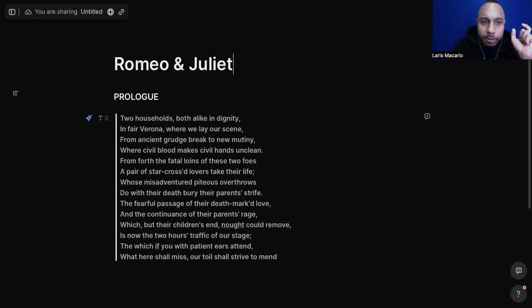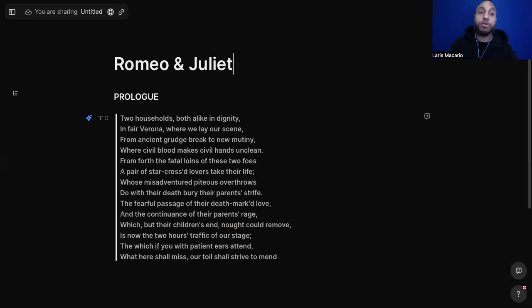From forth the fatal loins of these two foes. So loins, if you think of the loins, the loins as in literally, the loins, which is sexual, right? It's got a sexual connotation to it. Nine times out of 10, if it sounds like a dick joke in Shakespeare, it's a dick joke. Like Shakespeare's one giant dick joke. But fatal loins, obviously he's talking about fatal as in something that's deadly. Fatal loins of these two foes, right?